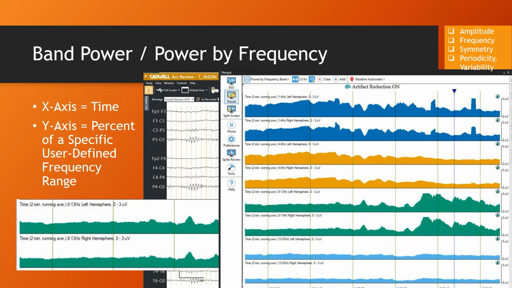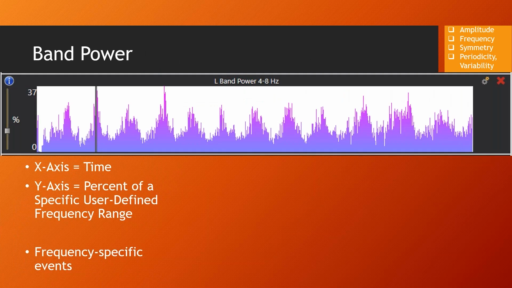So I would guess, if I were to look at the raw EEG, that what we're looking at is, in the early part of the record, this patient's asleep. In the later part of the record, they're awake.